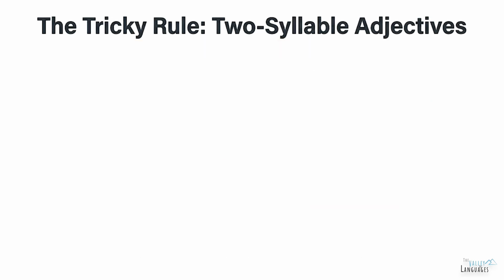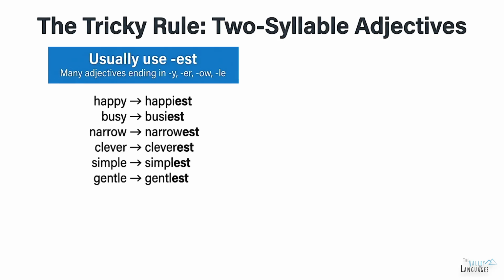Spelling and tricky adjectives. Because English always has a little nuance, right? We have to look at the tricky middle ground of two-syllable adjectives. You usually use est for adjectives ending in y, ow, and le. So happy becomes happiest, busy becomes busiest, narrow becomes narrowest, and simple is simplest.